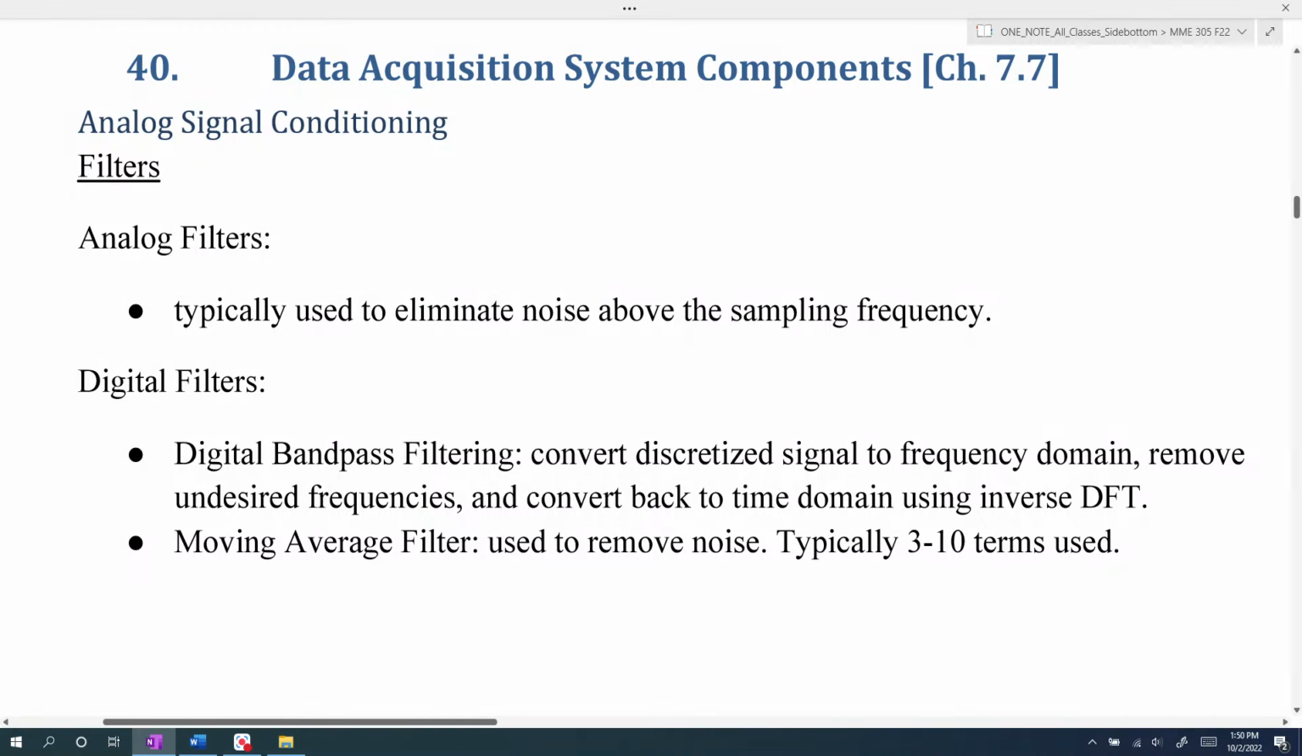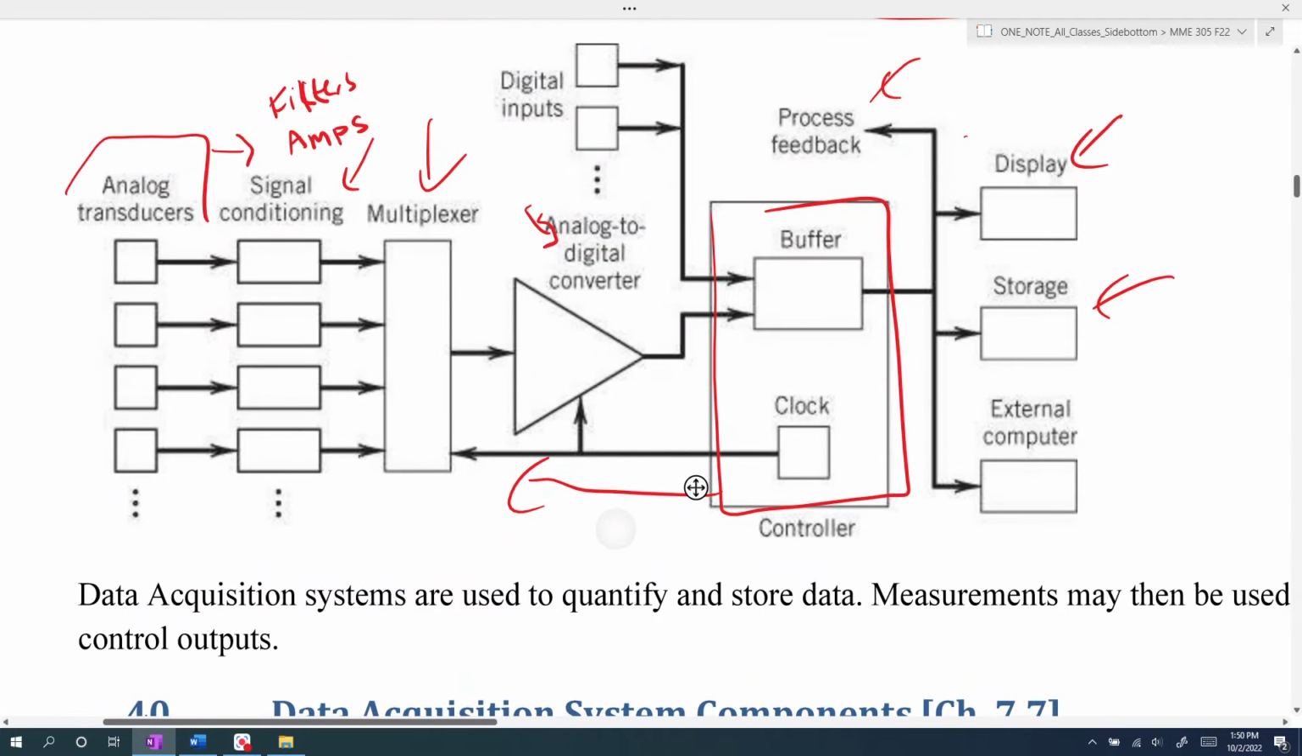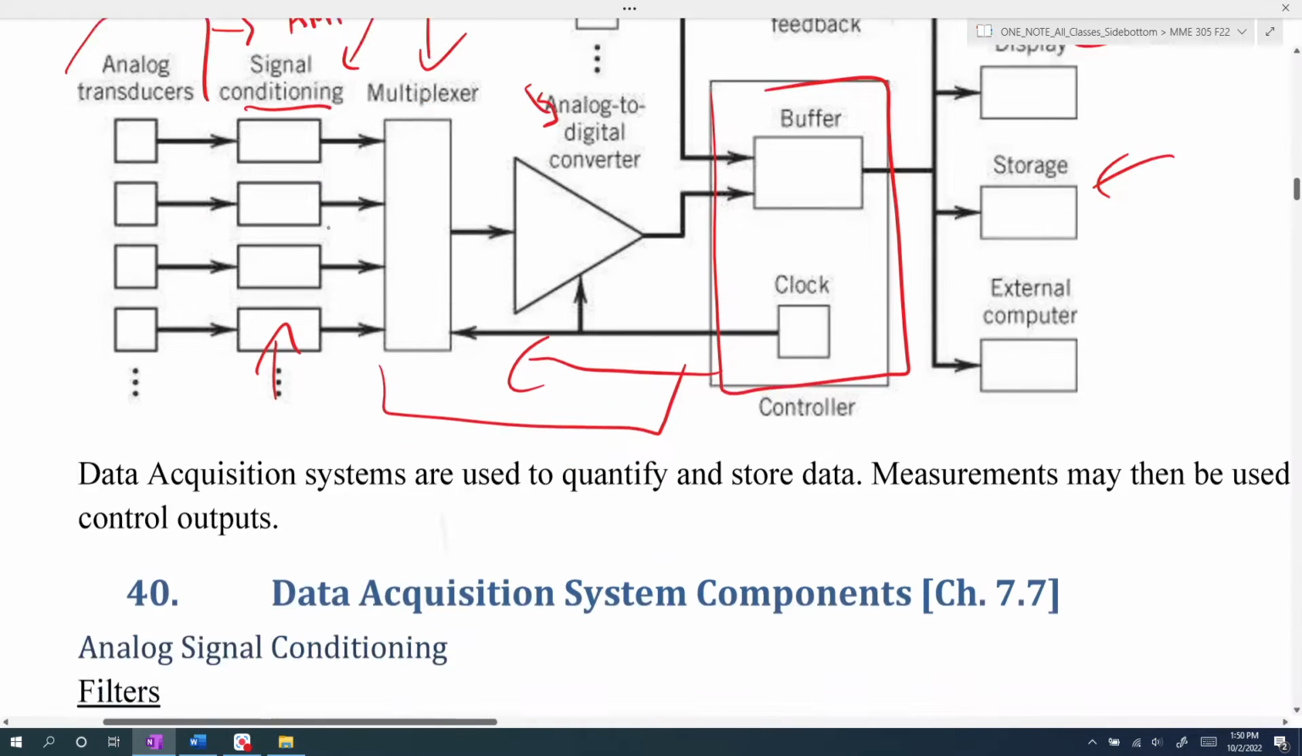So for the device that we just talked about, an analog to digital converter, for a data acquisition system, we have a few phases. We have the signal conditioning phase, and we're going to talk about that here, and then we have the actual analog to digital communication phase. So we're going to talk about the signal conditioning phase first, right?